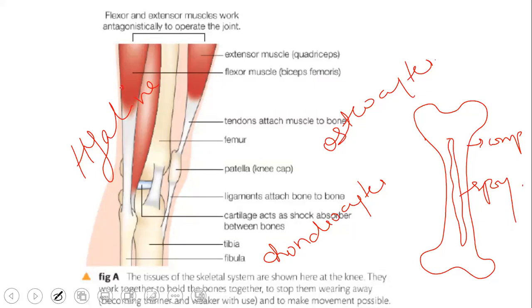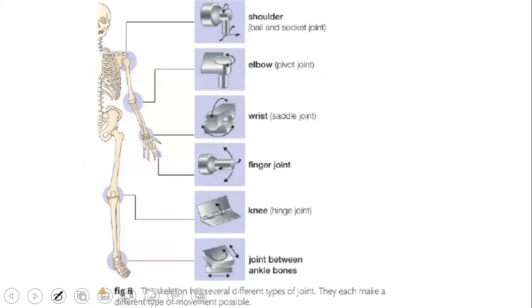Now, when we talk about this entire concept of joints, we have different types of joints all over our body. So, for example, we have the ball and socket joint, right? Examples of the ball and socket joint are your hip joint and your shoulder joint. Both are ball and socket joints. It's literally like there's a ball moving around in the socket.